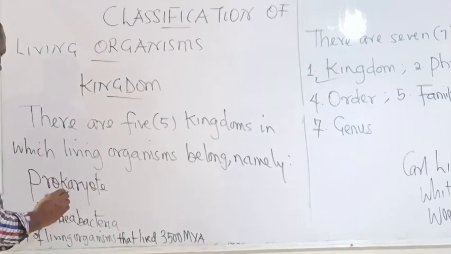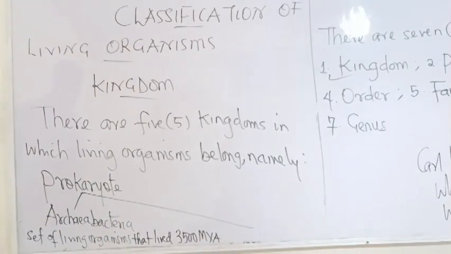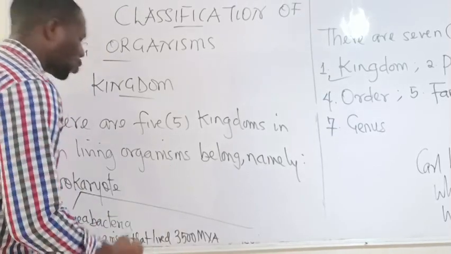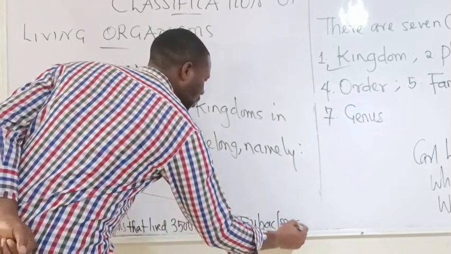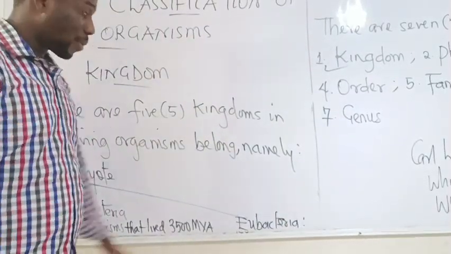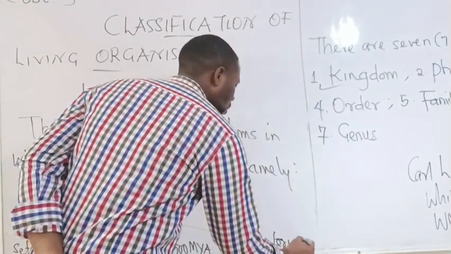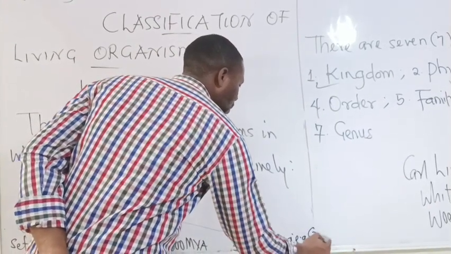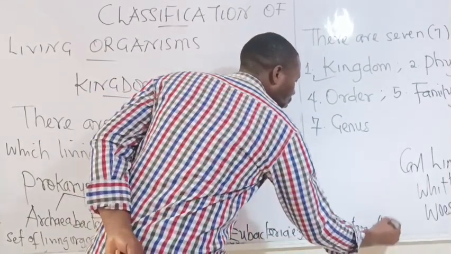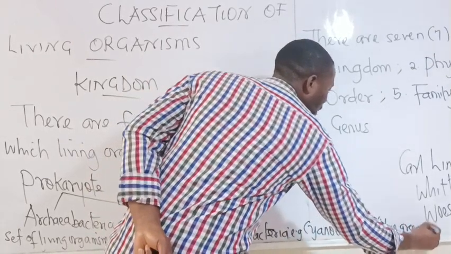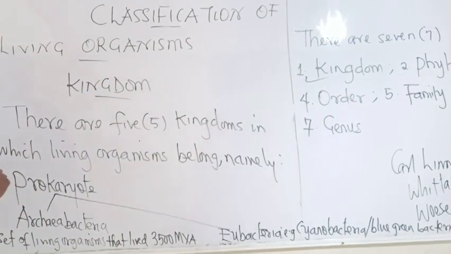Then the second group of the prokaryotes is actually the eubacteria, and in this eubacteria you find the blue-green bacteria, which we also call the cyanobacteria. So an example of this is the cyanobacteria, also called the blue-green bacteria. Then this is the first kingdom.